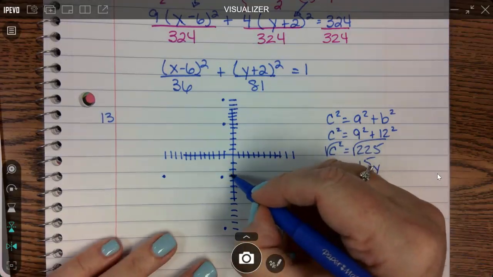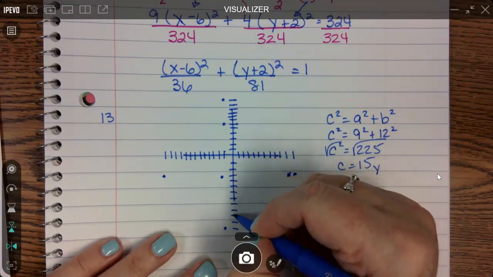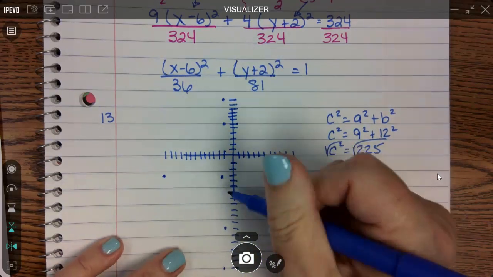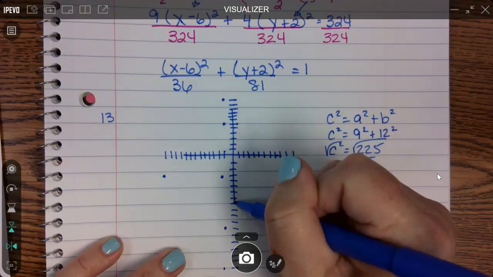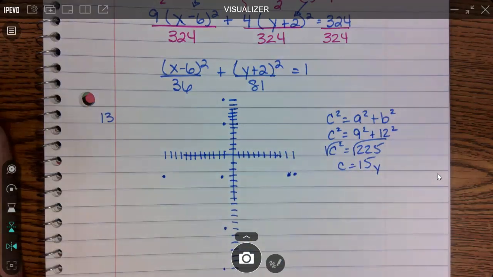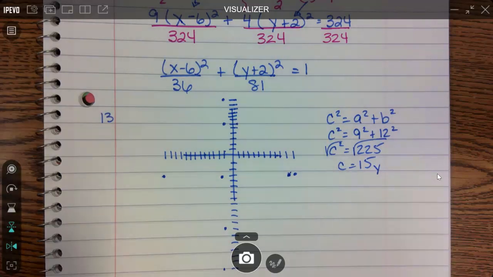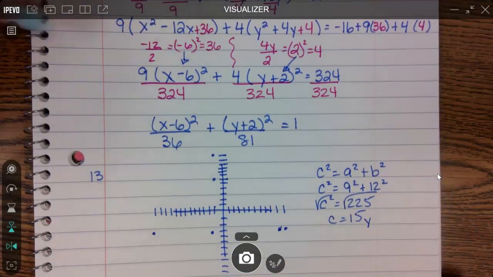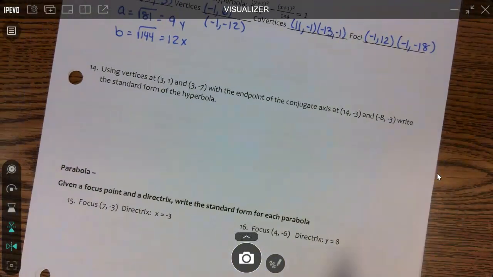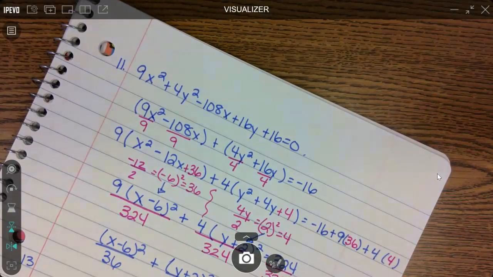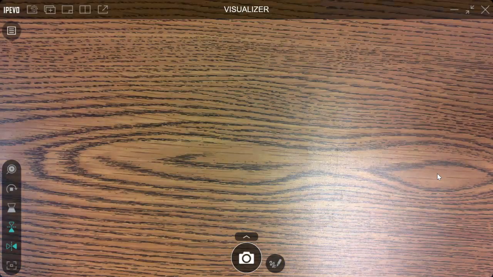So 1, 2, 3, 4, 5, 6, 7, 8, 9, 10, 11, 12, 13, 14, 15, 16, 17, 18. So that would be negative 1 and negative 18. Okay. Now, last but not least, we're going to write this equation here with the vertices. Let me just use paper.